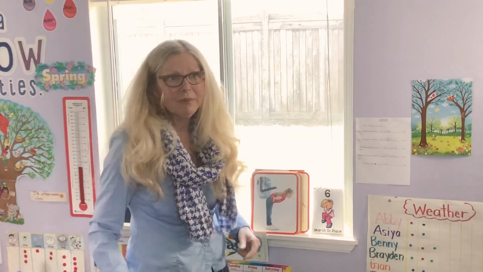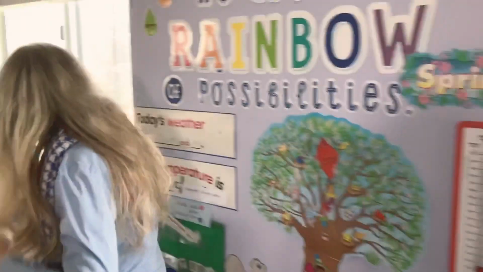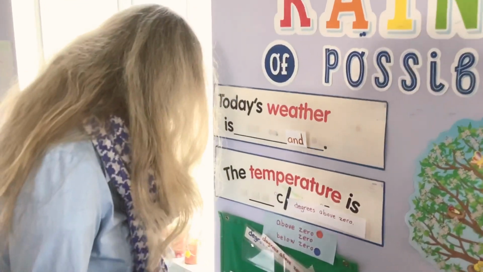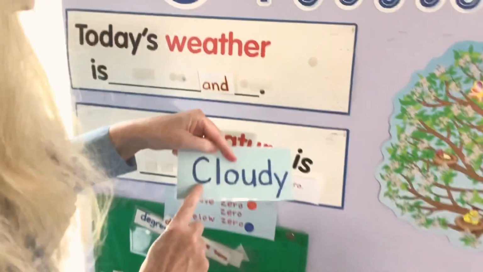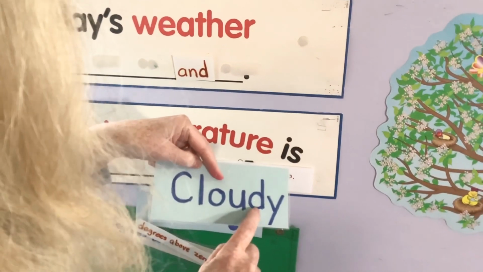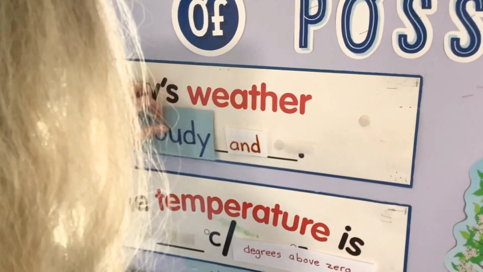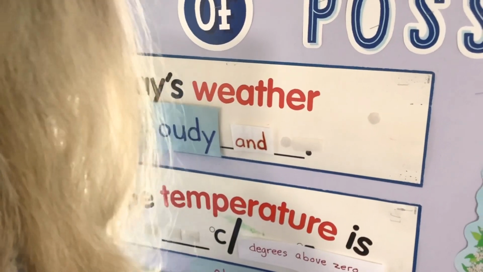All right, let's talk about the weather. What is the weather for today? I think it's a little bit cloudy today. Let's find my cloudy word. Cloud. Cloudy. It's cloudy and a little windy.